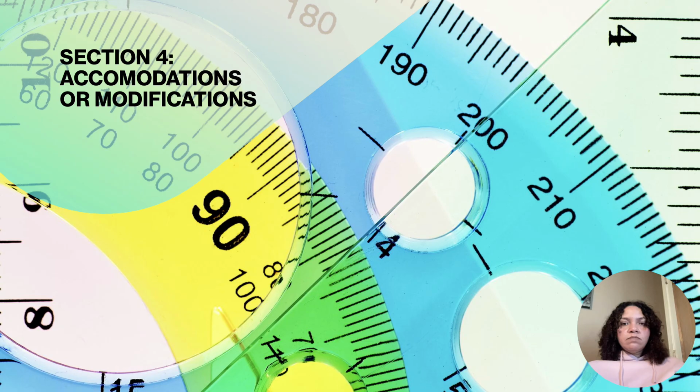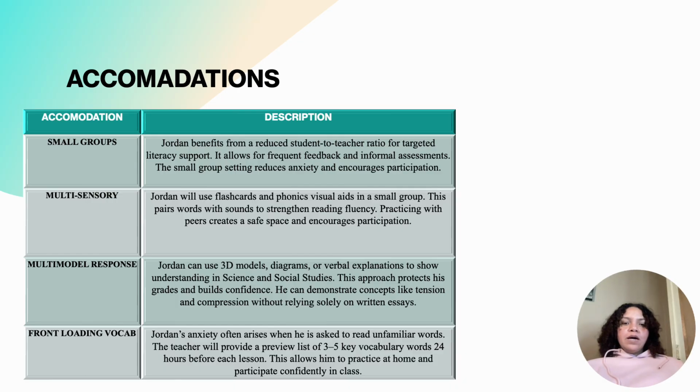modifications. Accommodations, small group. Jordan requires a reduced student-to-teacher ratio to facilitate targeted intervention and individualize his learning path. This setting allows for more frequent informal assessments and real-time feedback on his specific literacy weaknesses.